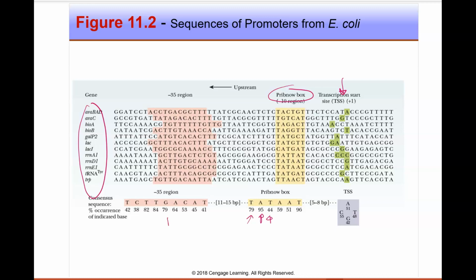The -35 region is shown here. Notice that these sequences are rich in AT base pairs, and that allows for strand separation, which has to happen in order for the transcription bubble to form. We have to have the double-stranded DNA separate so that RNA polymerase can base pair with the template strand.